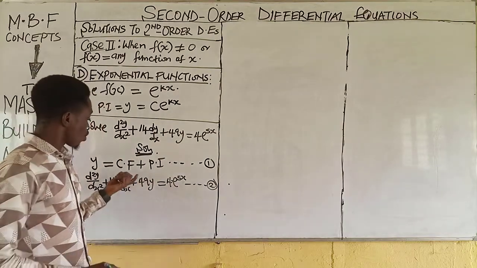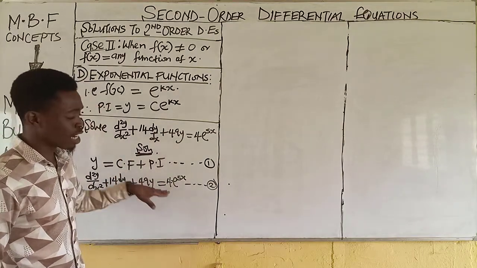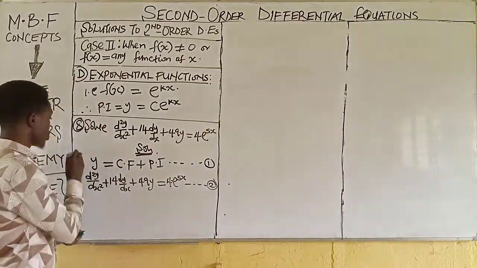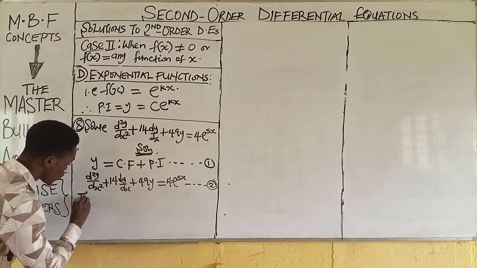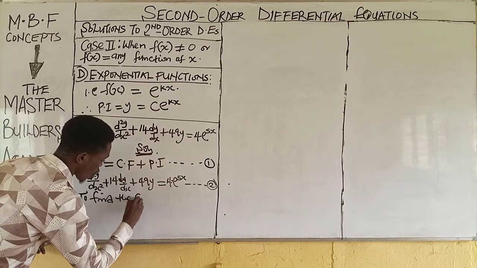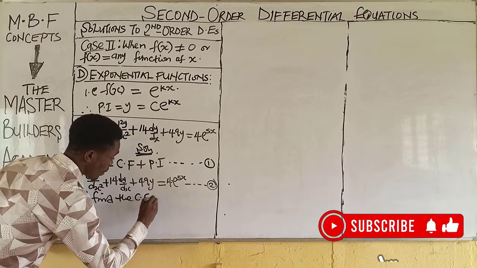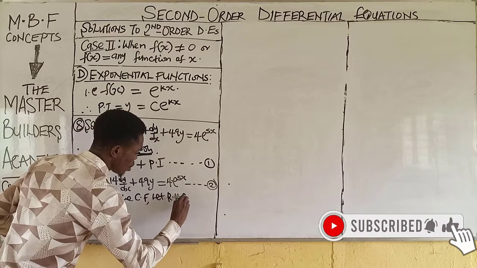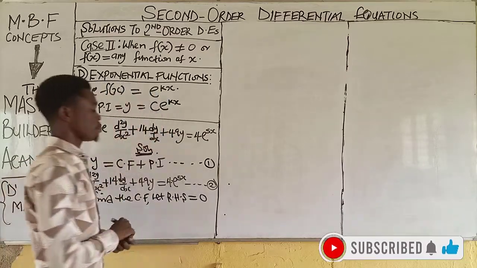Now, for us to obtain the complementary function, we know that the right hand side of the given equation must be equated to 0. Are we there? So, all we just need to do here is to say, to find the complementary function, let the right hand side of the equation be equal to 0.